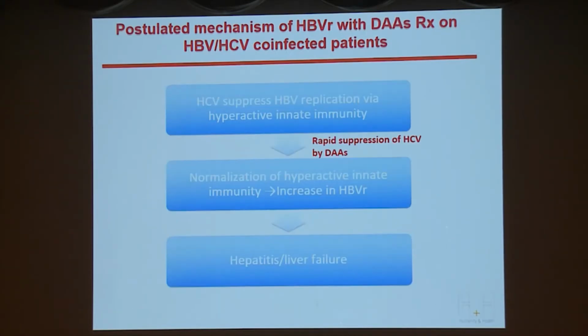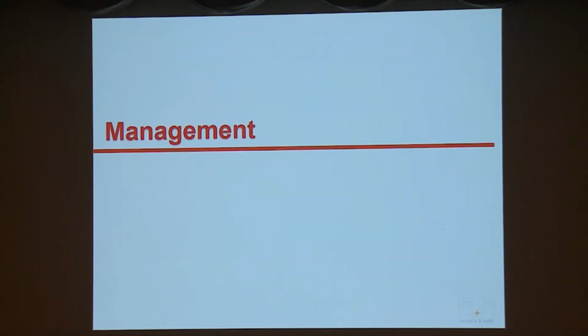Now, our postulated mechanism of reactivation in these groups of patients is that HCV suppresses HBV replication via a hyperactive innate immunity response, and with the rapid suppression of hepatitis C by the DAAs, there is a normalization of this hyperactive state, which results in the release of HBV replication, resulting in hepatitis and liver failure.